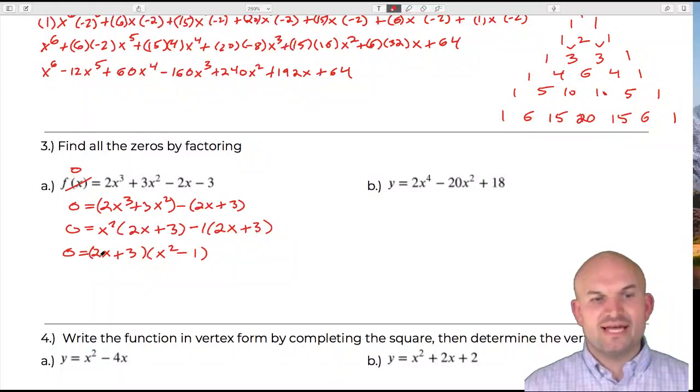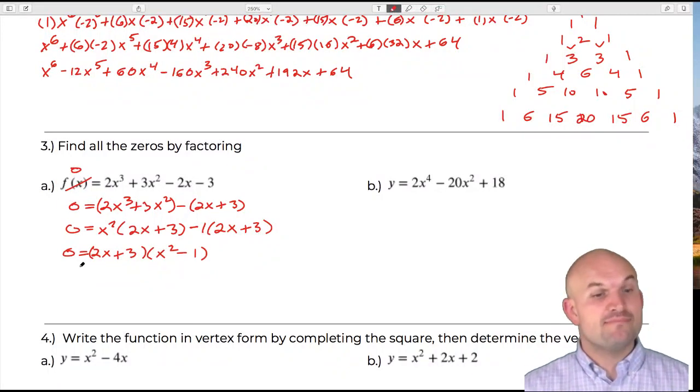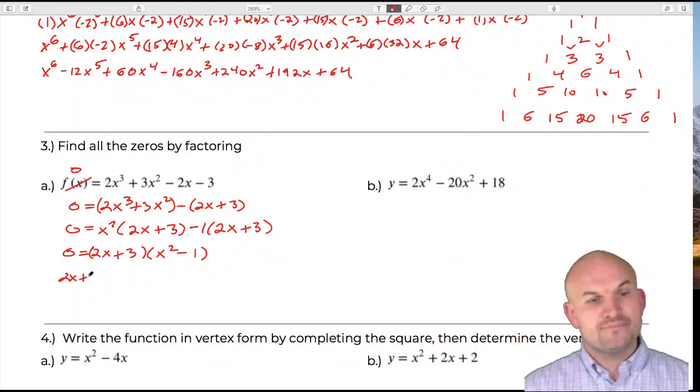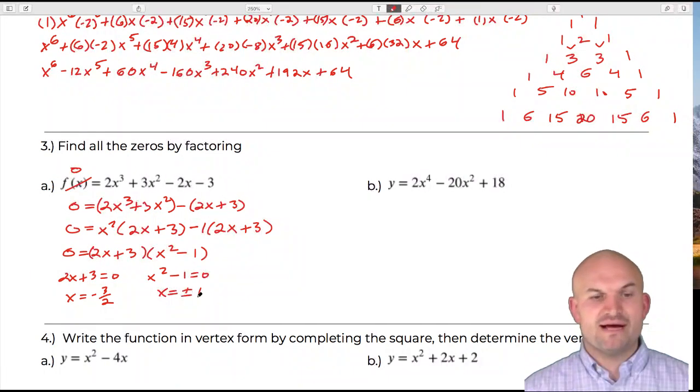And then remember, we can go ahead and factor that down. You could set them both equal to 0. 2x plus 3 is equal to 0, so therefore x is equal to negative 3/2. And then this one, you'd have x squared minus 1 is equal to 0, so therefore x is equal to plus or minus 1. And we could go ahead and set everything in set notation to keep everything nice and tidy.